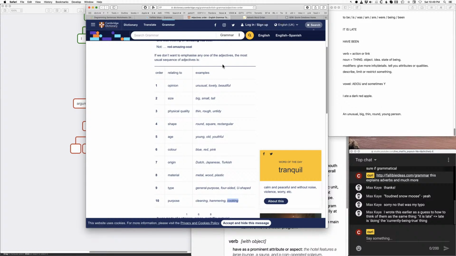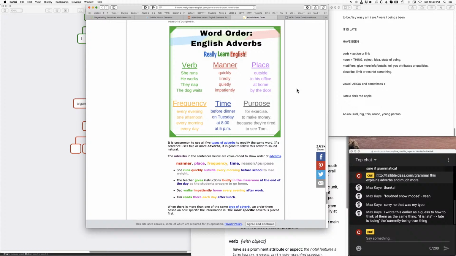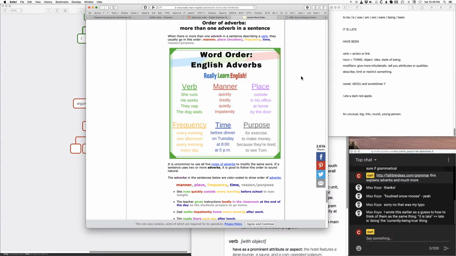Are you ready to move on? Yeah, I think so. Okay, so here are some different types of adverbs. Again, this chart is helping us know word order, but you can just use it to find out what some different types of adverbs are. I think these are specifically when they're being used to modify verbs.